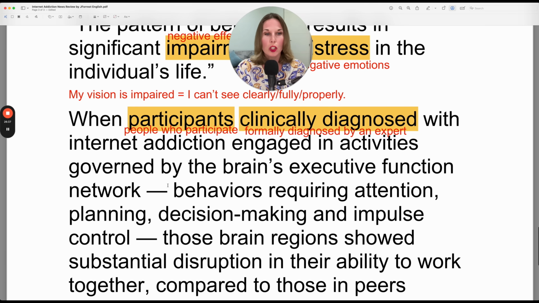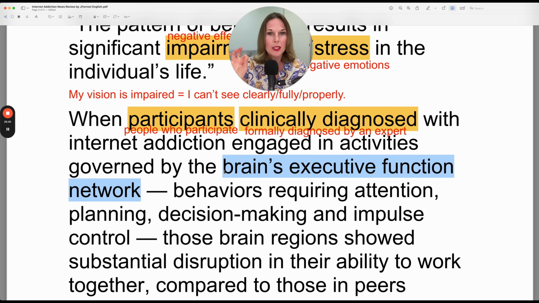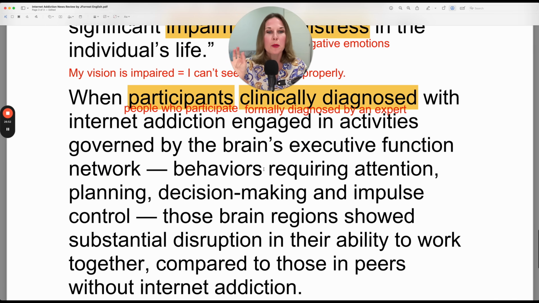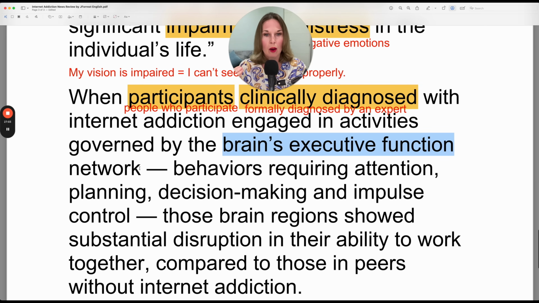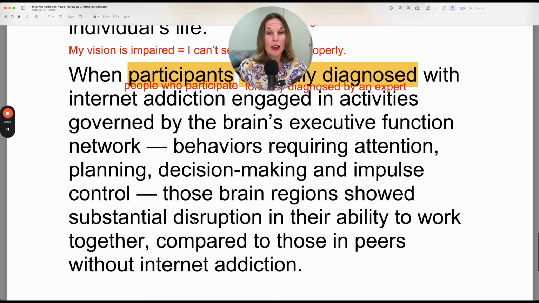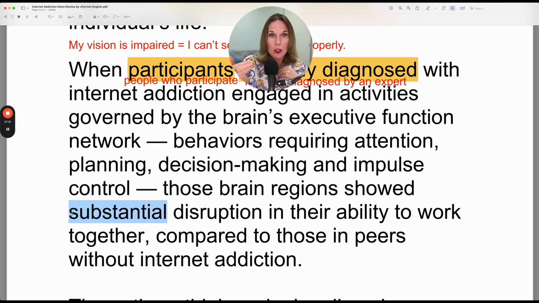Now they're going to define what the brain's executive function network is, because this is not common knowledge. I do not instantly know what this is. So what is it? It's behaviors requiring attention, planning, decision-making, and impulse control. So that is your brain's executive function network. Those brain regions showed substantial disruption. Remember previously I said substantial is a more formal way of saying a lot of. So you could say showed a lot of disruption, much disruption. Negative effects would be disruption. But substantial or significant is the more formal academic choice.